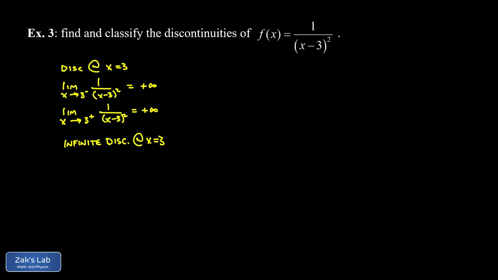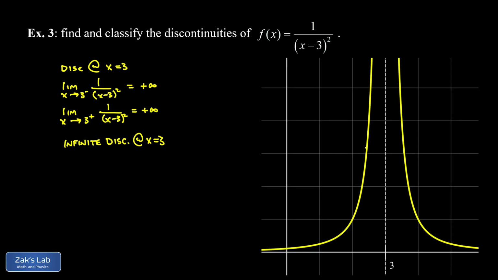We'll take a look at the picture of this function real quick. And there's our rational function spiking to infinity as we approach x equals 3 from the left and from the right, just verifying that we have this infinite discontinuity, forcing us to lift our pencil as we draw the function.